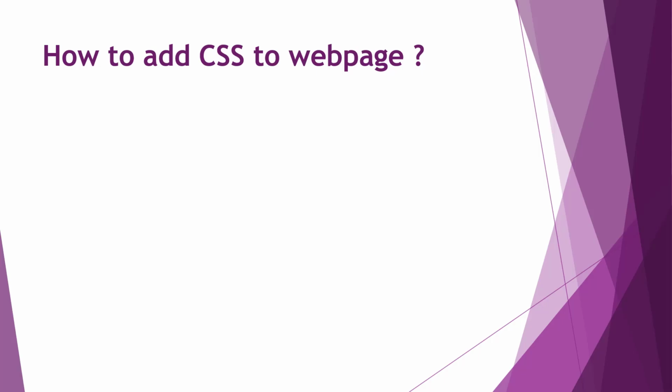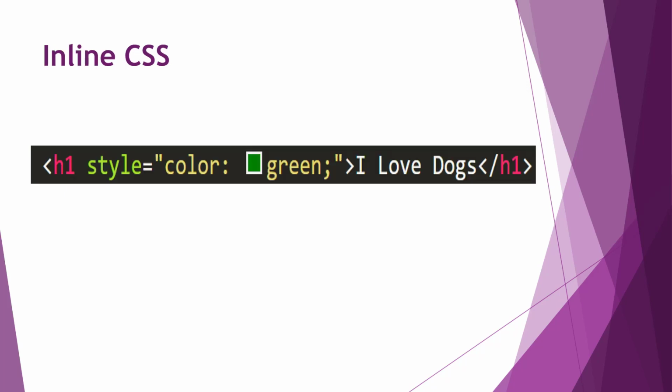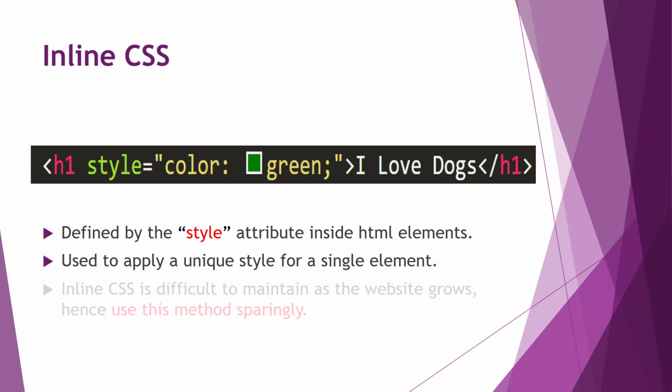Now let's see how we can add CSS to our HTML web pages. There are three ways of inserting a style sheet into an HTML document: first, inline CSS, internal CSS, and external CSS. We have already seen glimpses of using inline CSS in our basic HTML tutorial series by using the style attribute. The style attribute can contain any CSS property. An inline style may be used to apply a unique style for a single element. However, the inline style loses many advantages of the style sheet, so this method is rarely used.